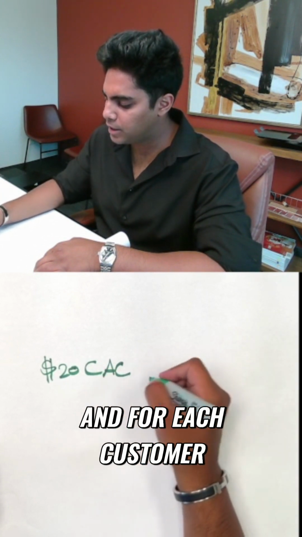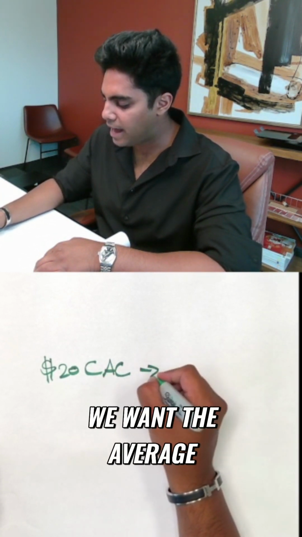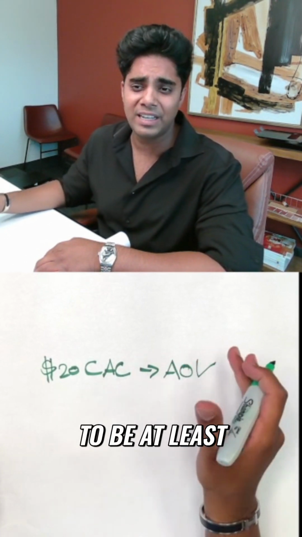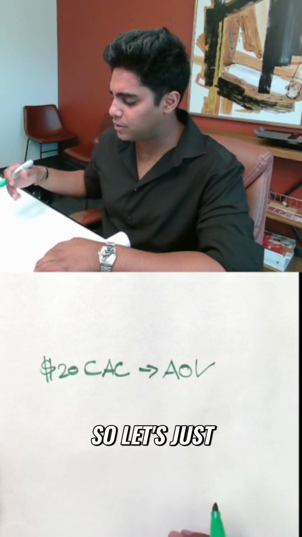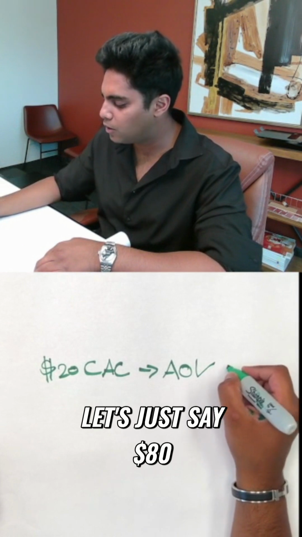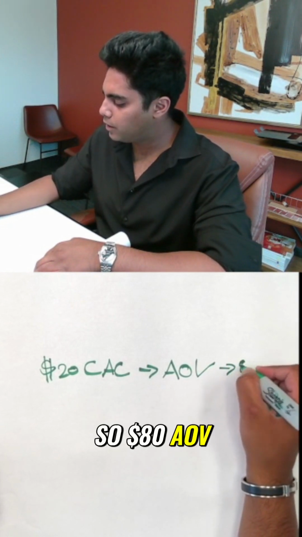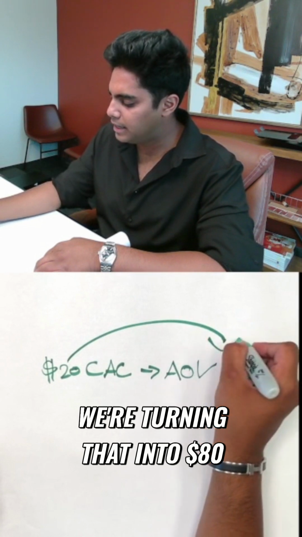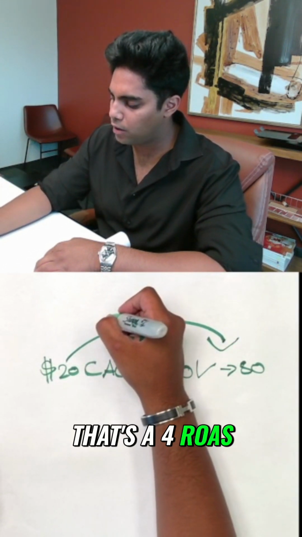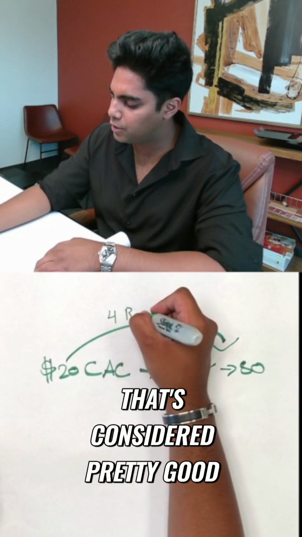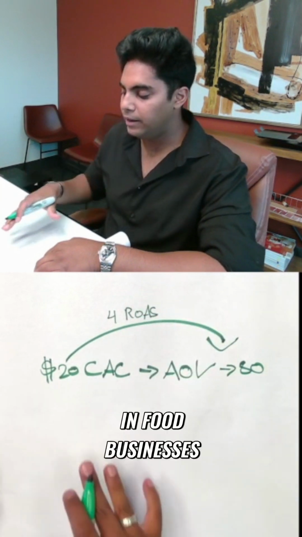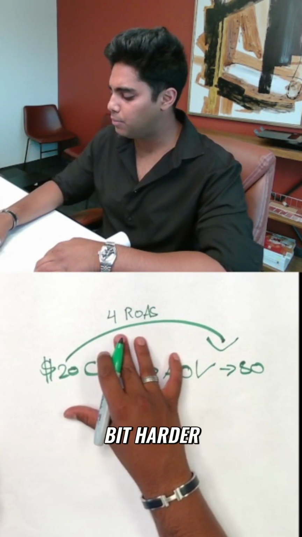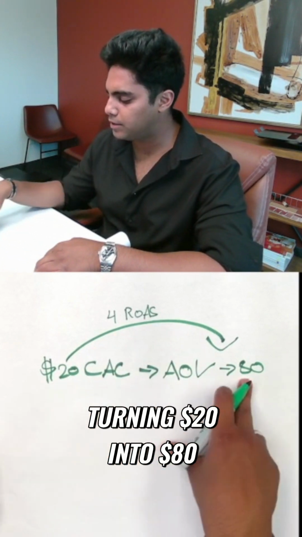And for each customer that comes in, we want the average order value, so how much they spend on average, to be at least like $85. Let's just, for round numbers, say $80. So $80 AOV, that means for every $20 that we spend, we're turning that into $80. That's a 4 ROAS. That's considered pretty good. In food businesses, that is actually possible. In other businesses, it may be a little bit harder, but 4 ROAS, turning $20 into $80.